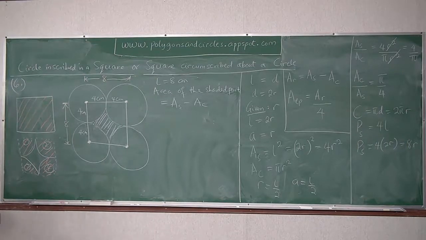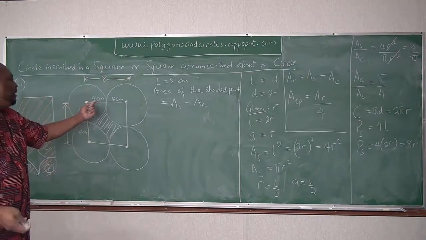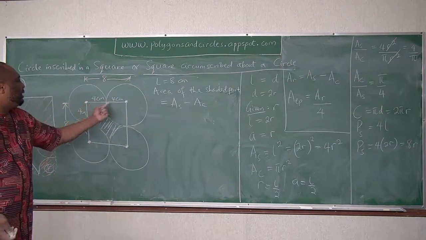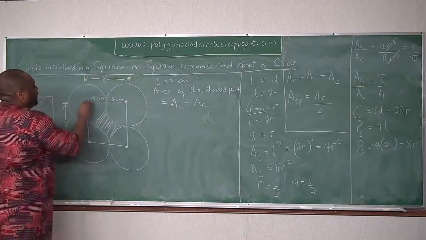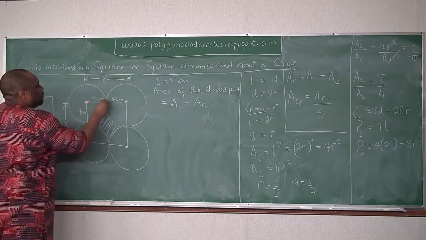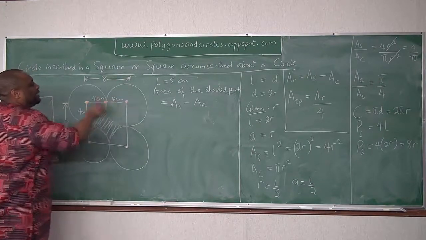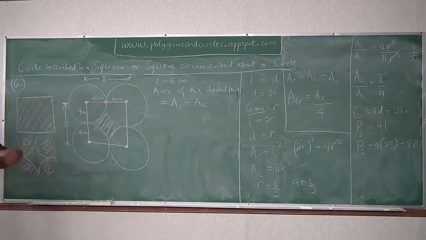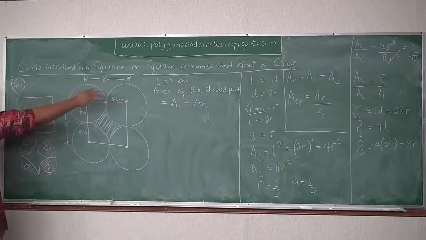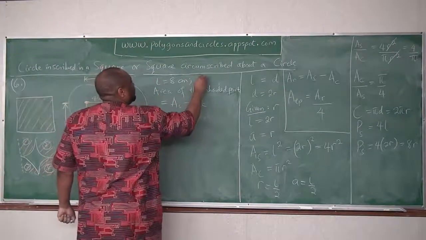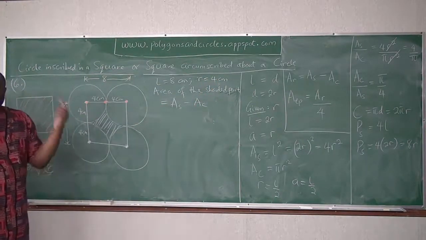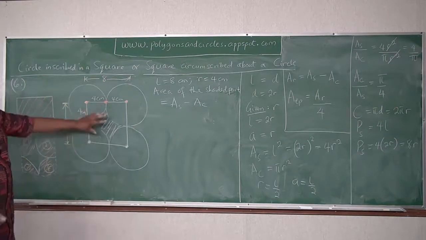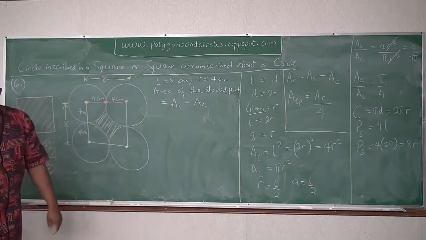From this, you can see that from here to here is the radius of the circle. So the diameter is 8, so the radius is 4. The length of the square is 8, and the radius of the circle is 4 centimeter. And they are congruent circles. But these 4 quarters make up just one circle.